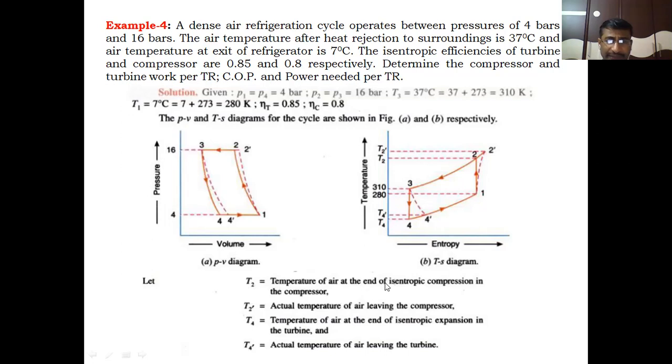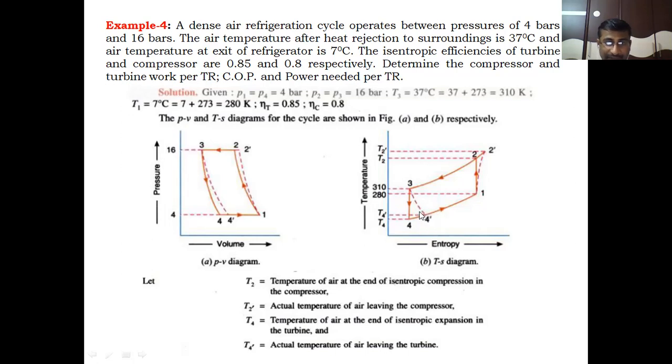T2 is the temperature of air at the end of the isentropic compression in the compressor. T2', the temperature at point 2', is the actual temperature of air leaving the compressor. Because the efficiency is less than 100%, the work required by the compressor is more. That's why the temperature rise in the compressor is also high when compared to the ideal process, that is T2. T4 is the temperature of air at the end of isentropic expansion in the turbine. And T4' is the actual temperature of air leaving the turbine.